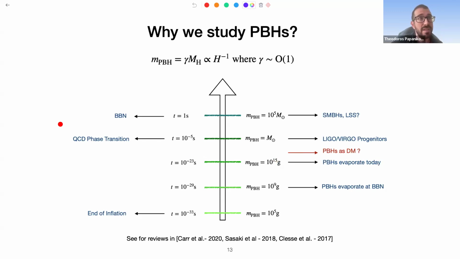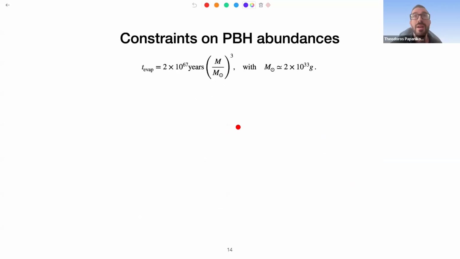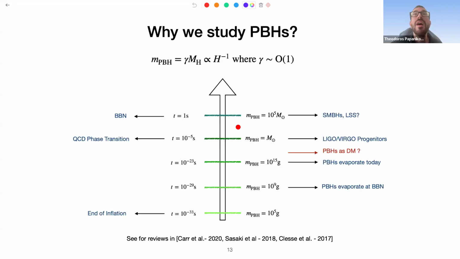Then at later times, around the QCD phase transition, we can have the production of solar mass black holes, which are of the typical order of masses detected by the LIGO-Virgo experiments. And then later on, we can have the production of supermassive black holes, of the order of a million solar masses, which are the typical masses of supermassive black holes residing in galactic centers.